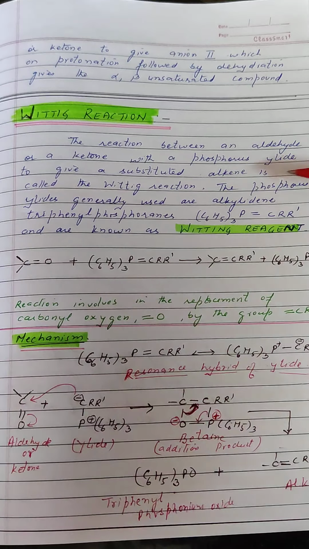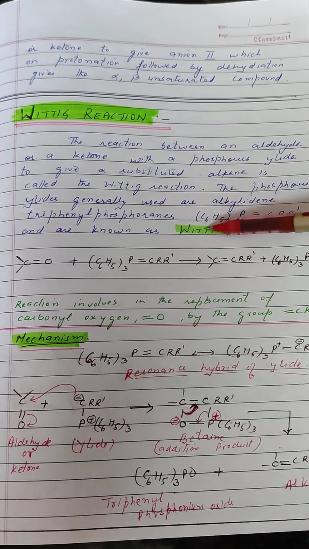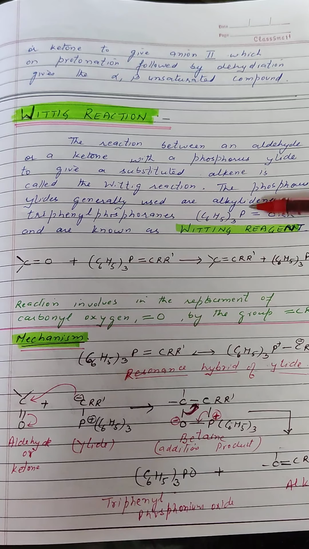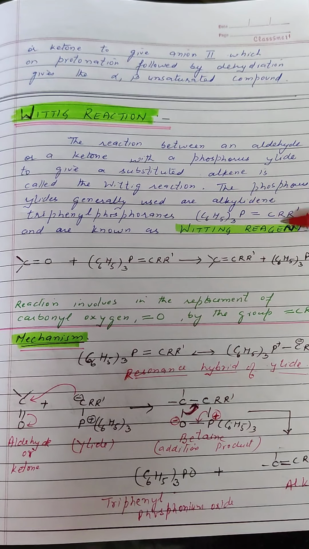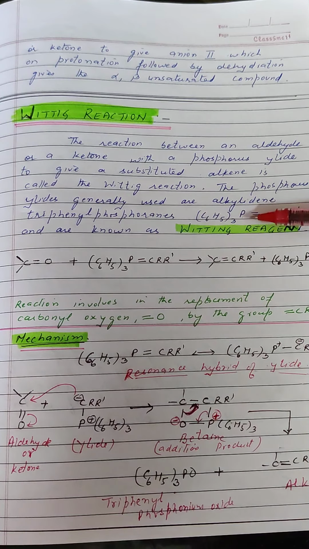Now the phosphorus halides generally used are alkylidene triphenyl phosphoranes. This is the common formula for a Wittig reagent, which is a phosphorus halide, and actually this is alkylidene. Alkylidene, ene means double bond. This is alkyl alkylidene triphenyl phosphorane. So this alkylidene triphenyl phosphorane is commonly known as Wittig reagent.